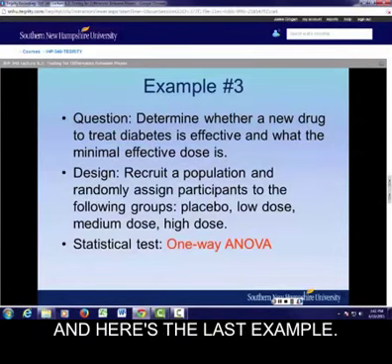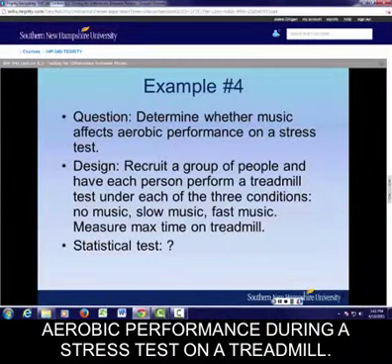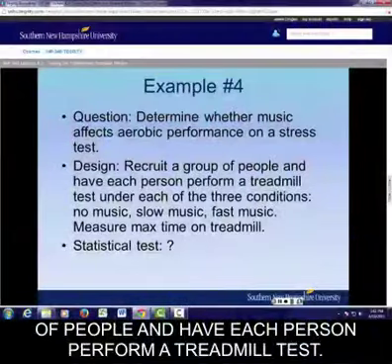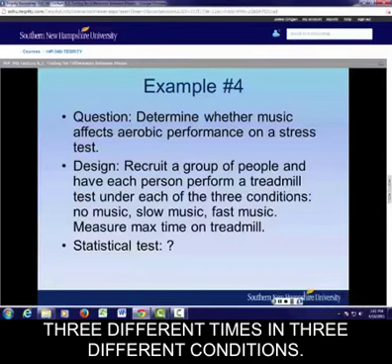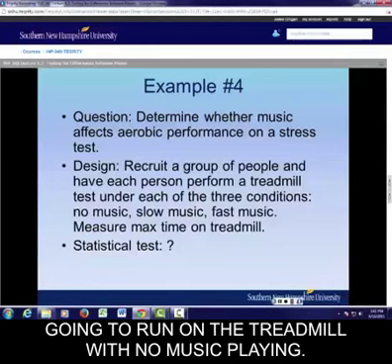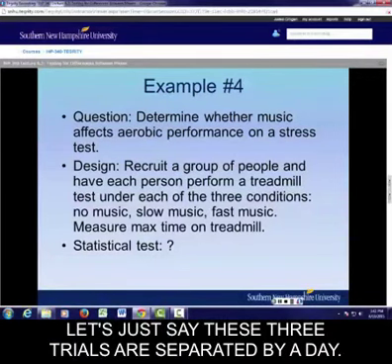And here's the last example. Let's see whether there is an effect of music on aerobic performance during a stress test on a treadmill. So we're going to get a group of people and have each person perform a treadmill test. And they're going to do it 3 different times in 3 different conditions. So one time they're going to come into the lab and they're going to run on the treadmill with no music playing. Then on another day, maybe separated by, let's say these 3 trials are separated by a day.